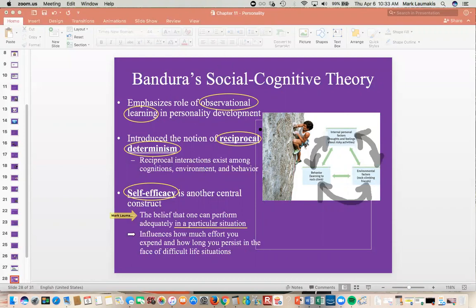Why does it matter? This is the part I really love, right? Self-efficacy matters because it influences not only how hard you try, but I think this is the most important part, how long you persist. Because here's the deal. If you haven't discovered this in your life already, you're going to face adversity. Stuff is not going to go well. How are you going to respond?